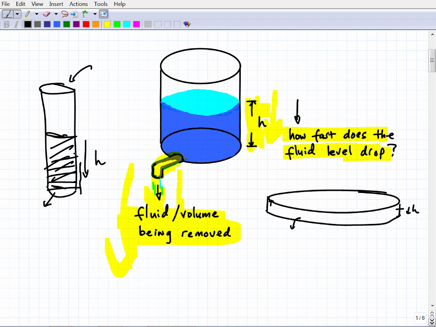So this is an interesting type of problem, and it has to do with related rates of change, because we have the change of volume being removed. So we have volume being removed, but at the same time we have the height, or the fluid level, going down. These are two changes that are going on concurrently, and this is a very classic type of calculus problem and a great application of the first derivative.